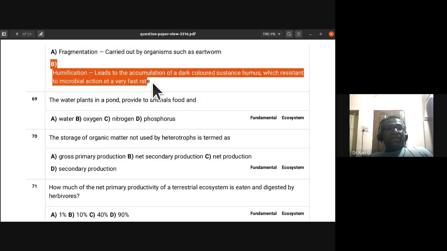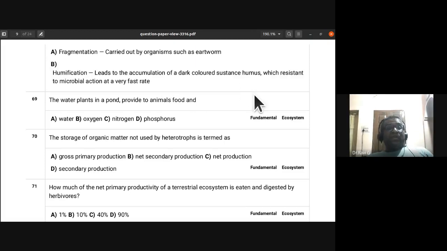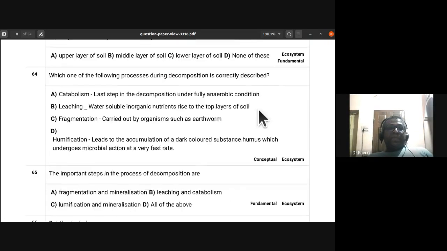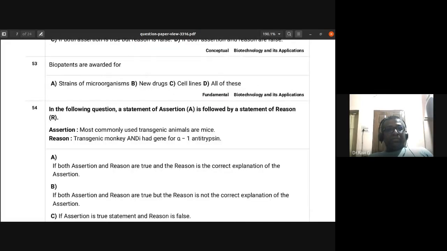So the correct statement is this: it leads to the accumulation of a dark colored substance, humus, which is resistant to microbial action at a very fast rate. So this statement is the right thing. Resistant to microbial action.